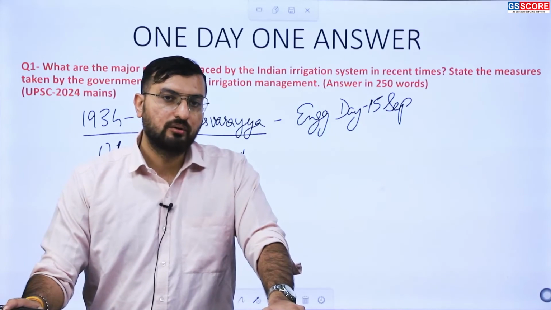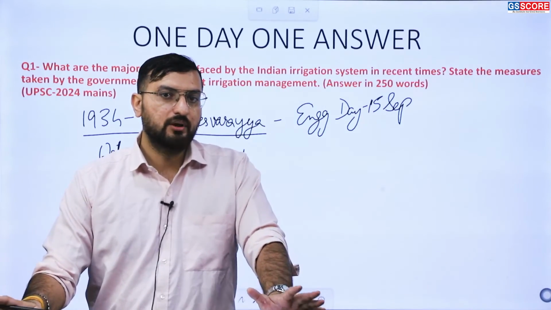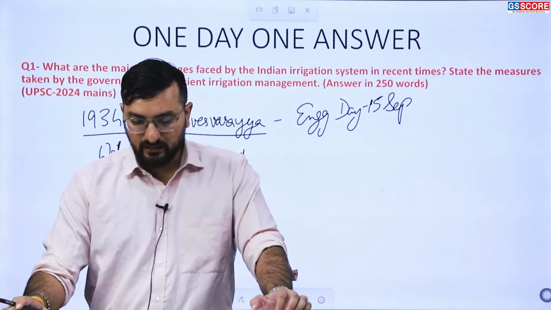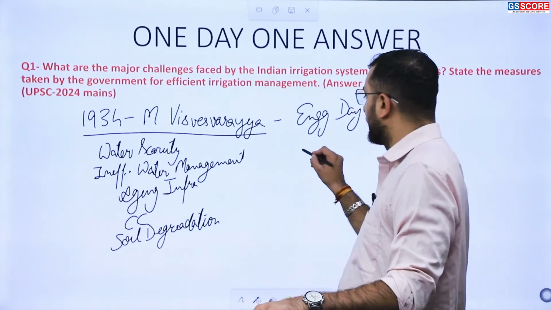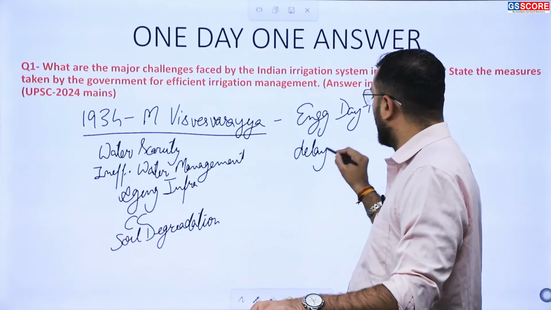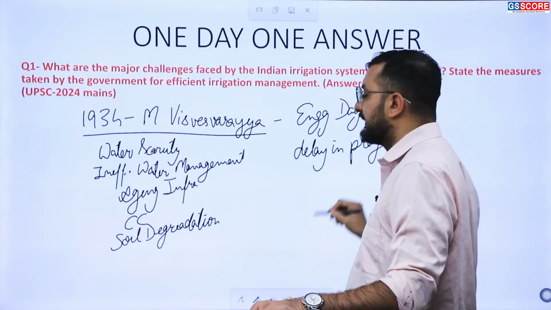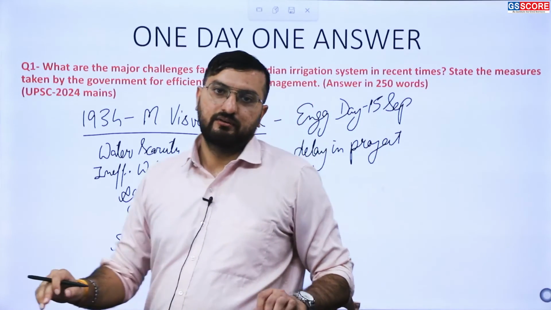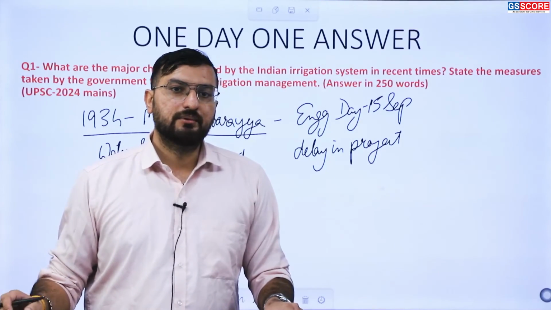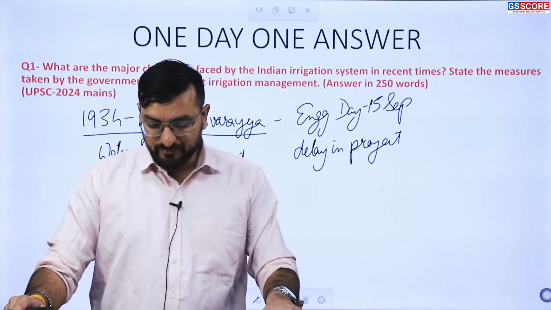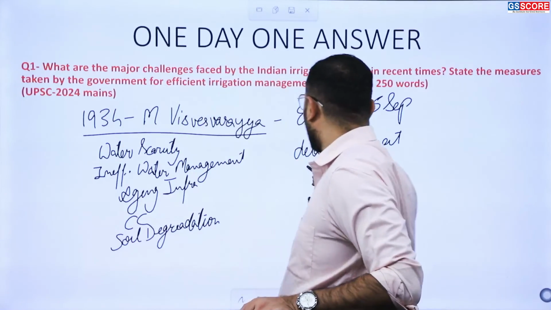Then there are policy implementation gaps from the government side. They have made a large number of policies and various departments are there, and they are not able to coordinate effectively. So that is again a big problem. Then there is delay in completion of projects such as canals and dams. The project was initially planned for 15 years, but the completion took 25 years. These are some problems.